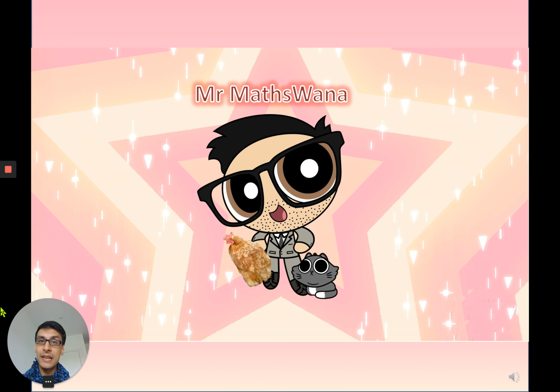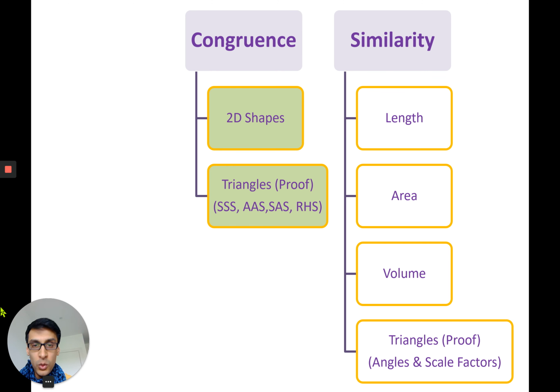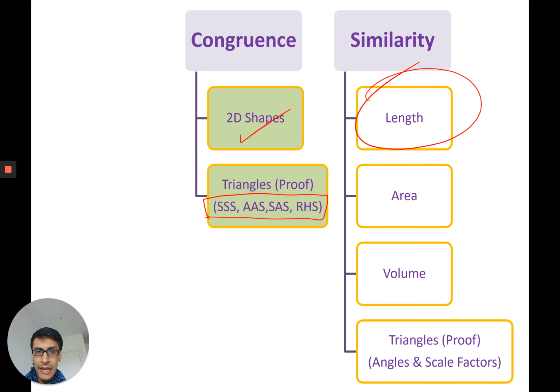So by now you should have done all of the worksheets on congruence and you should have marked all of your work. This is where we are. We've done 2D shapes. That was super easy. That was when you're just matching shapes up on the grids, almost like a year 2 topic. We've done the proof. So now these letters should mean something to you, and you should know what they are and how they represent congruence. What we're going to do now is focus on similarity and length.